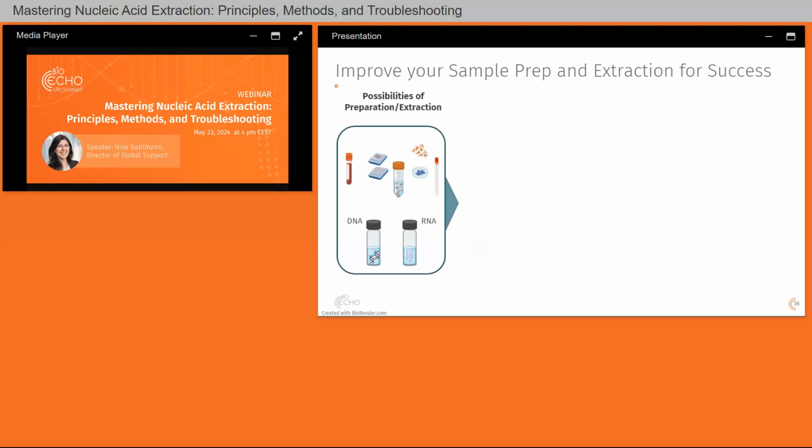So why are we here? Because sometimes life is not easy when dealing with samples and DNA and RNA extraction. We all know that life could be nice in the lab. We all know that there are a lot of days where it's not. So we believe that if we improve the sample prep and extraction, you will get successful. What could happen if we are struggling with our preparation?